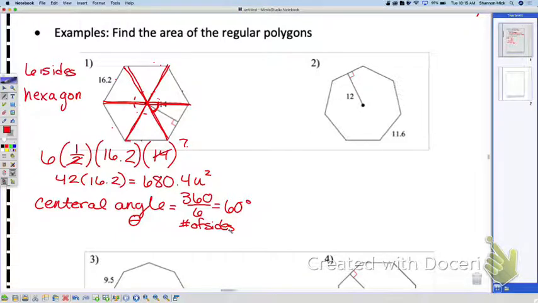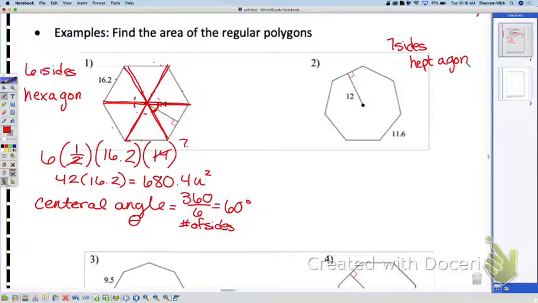Okay, so the next one. You got 8. 1, 2, 3, 4, 5, 6, 7. I got 7. Okay, so we got 7 sides. So, anybody know a 7-sided one? I had to look this one up. What does it start with? Starts with an H. Hexagon. No, hexagon is 6. Heptagon. Okay, heptagon is 7.